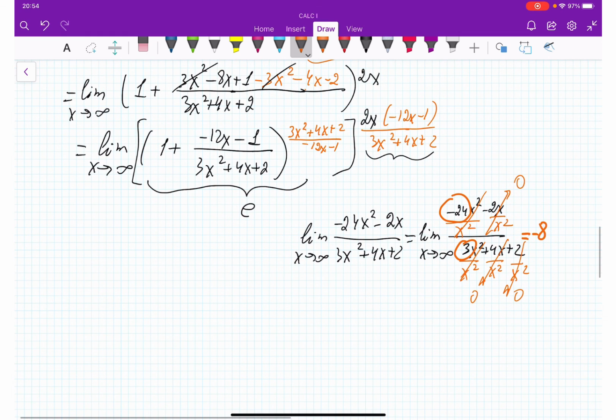And the final answer is going to be e to power negative 8, which is 1 over e to power 8.